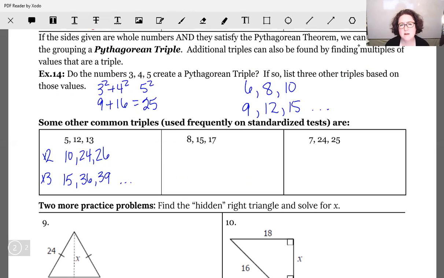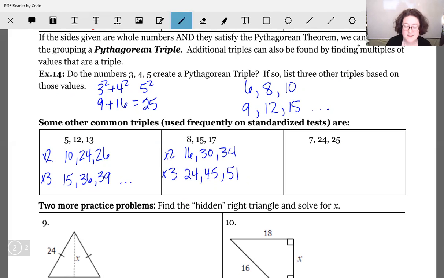Next most common is 8, 15, 17. So times 2, that would give us 16, 30, 34. Or times 3, we'll have 24, 45. This one I need my calculator for. 17 times 3 gives me 51. Again, not a value that you'd necessarily think of, but if you can boil it down to that 8, 15, 17, you might recognize it.